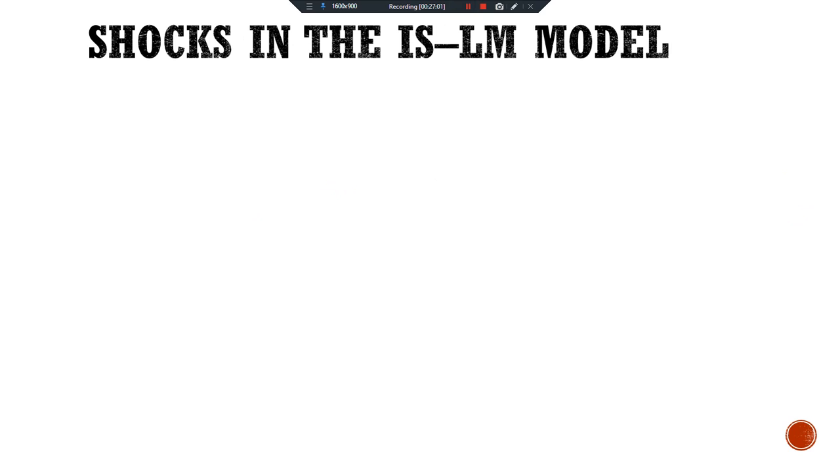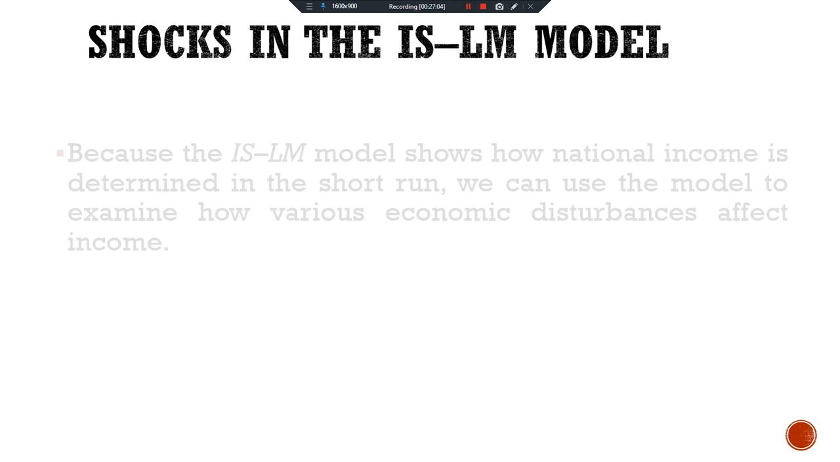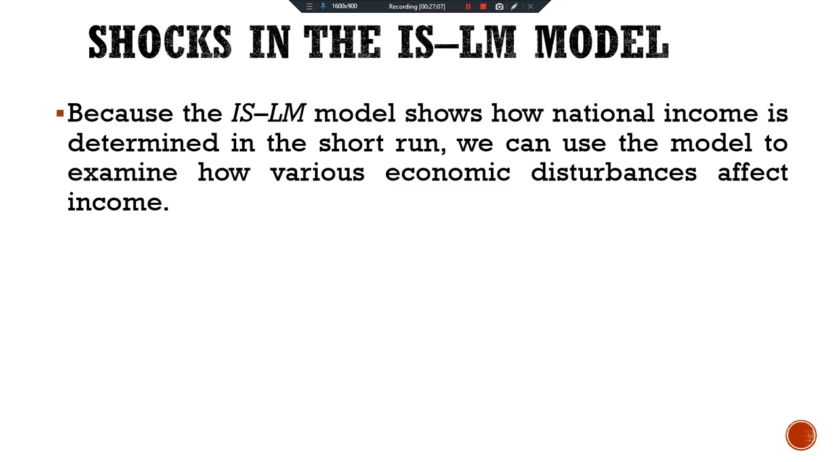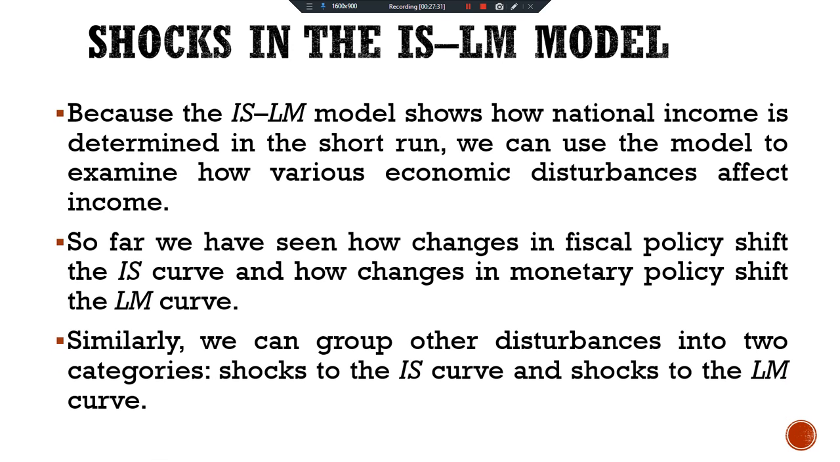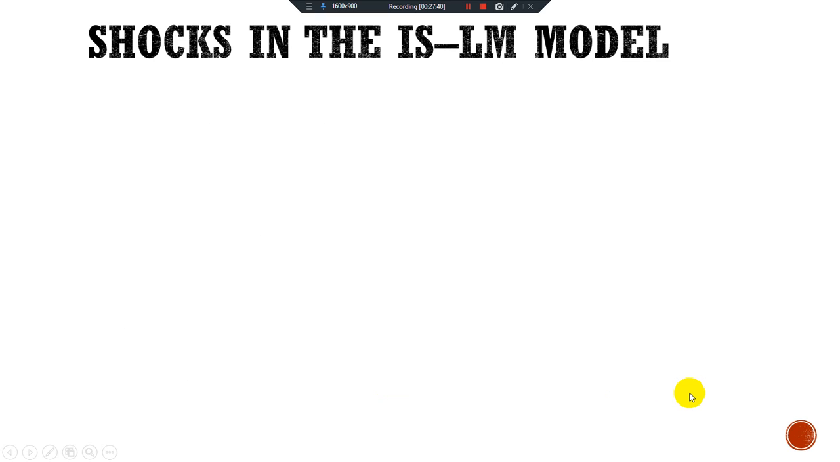Next, we have shocks in the IS-LM model. Because the IS-LM model shows how national income is determined in the short run, we can use the model to examine how various economic disturbances affect income. So far, we have seen how changes in fiscal policy shift the IS curve and how changes in monetary policy shift the LM curve. Similarly, we can group other disturbances into two categories: shocks to the IS curve and shocks to the LM curve.